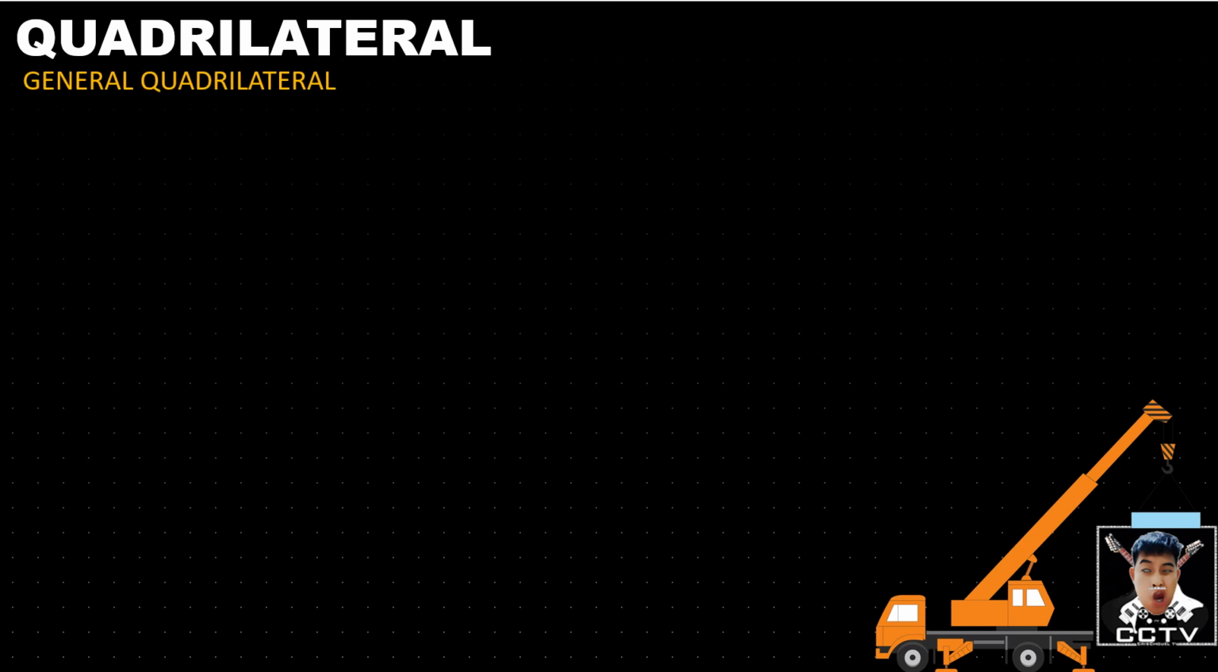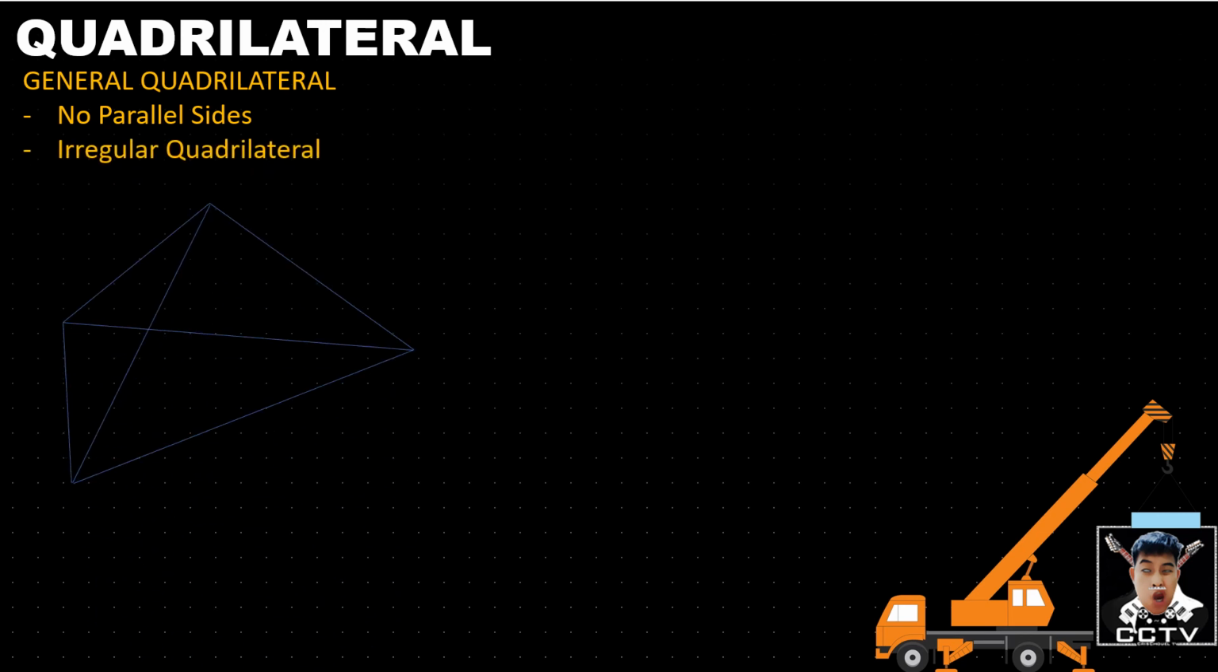General quadrilateral naman tayo. Ang general quadrilateral is wala siyang parallel sides. At irregular quadrilateral siya. Ganito, kunwari ang itsura niya. This is A, B, C, and D. And of course, that's side A, B, C, and D.